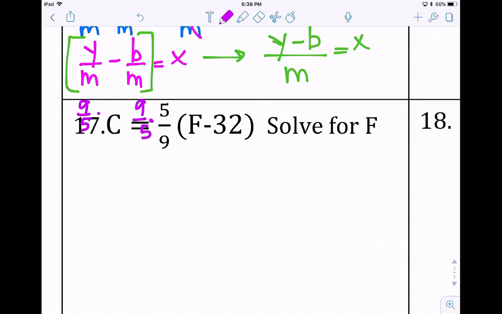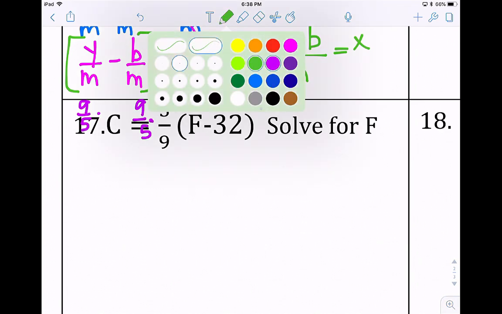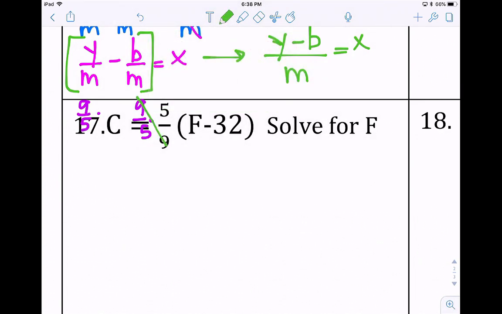And remember that multiplying by the reciprocal results in the fraction just canceling out, right? 9 divided by 9 is 1. 5 divided by 5 is 1. So that's gone. On the other side, we would just put 9/5 times c, or just 9/5 c. That's the same thing. We're left on the other side with equals f minus 32. Now that that fraction is gone, it looks a lot simpler.